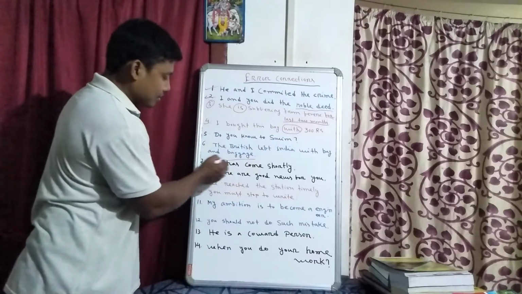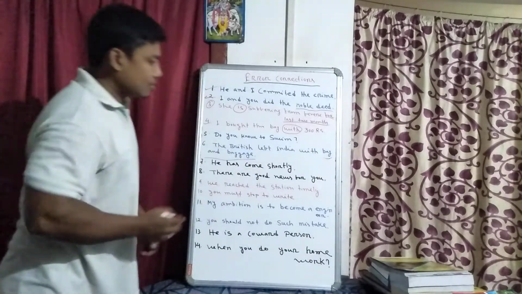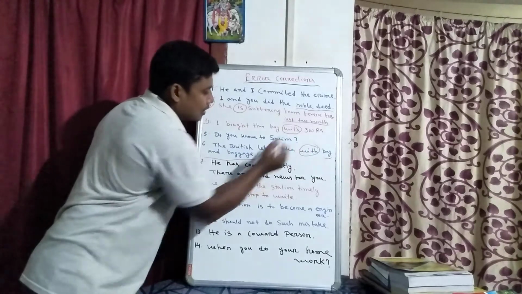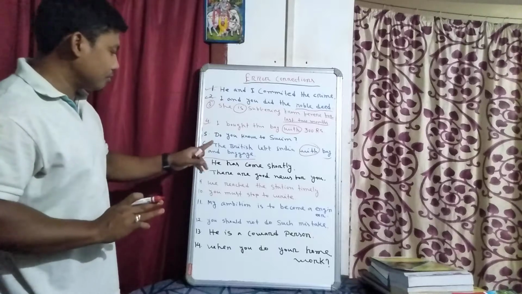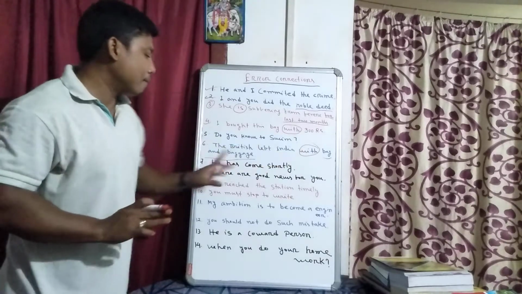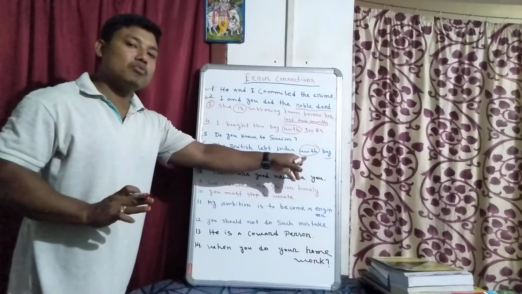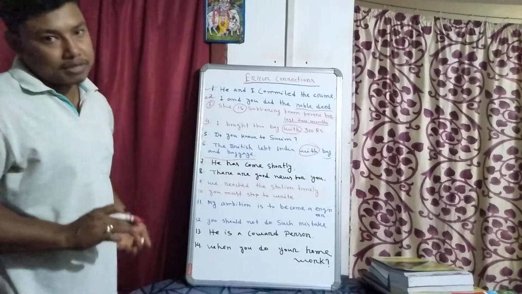Bag and baggage is an idiom. Okay, so here no need for with. Bag and baggage is enough to indicate this meaning. So what is the answer? The British left India bag and baggage. Here we have to remove with from this sentence, then it will be the correct form.